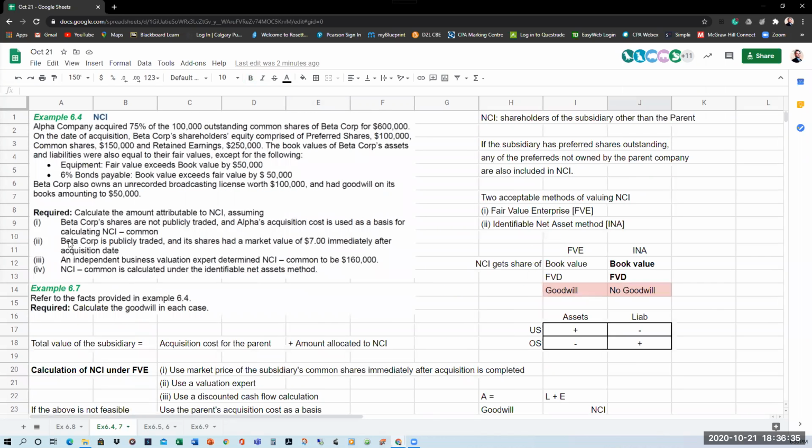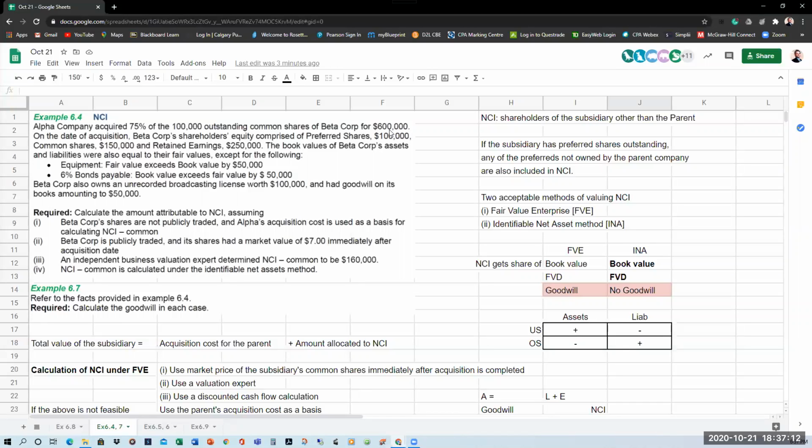Okay, let's see part 2. If Beta Corp is publicly traded, well, then there would be a market price. And its shares had a market value of $7 immediately after the acquisition date. Now, just answer me this. Alpha Company bought 75% of 100,000 shares. So how many shares did Alpha Company buy? The number of shares. 75,000. And they paid $600,000 for it.